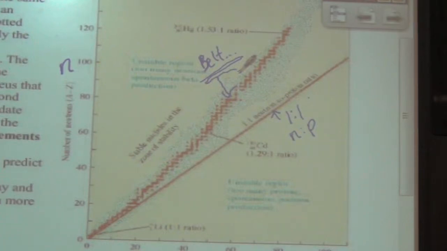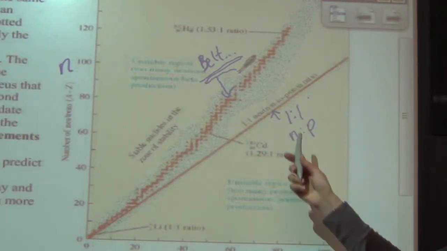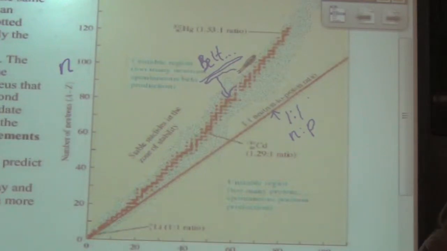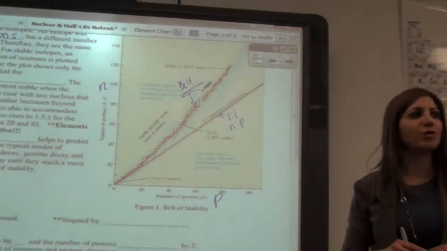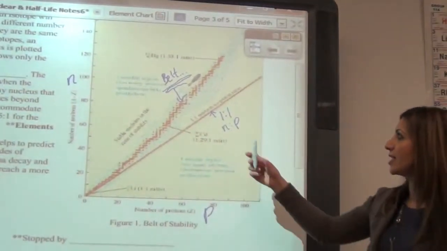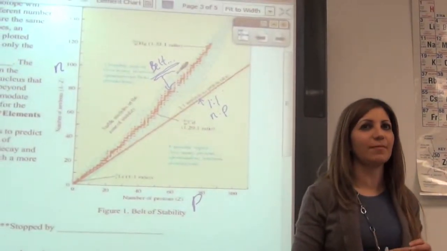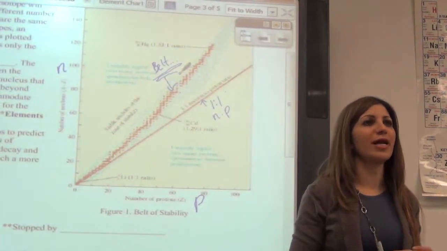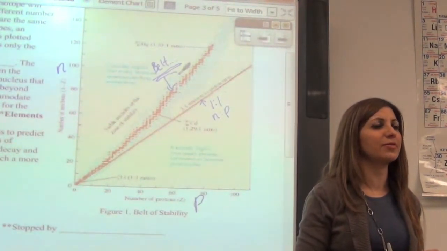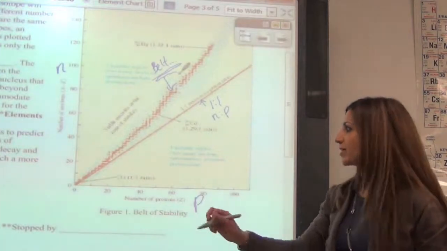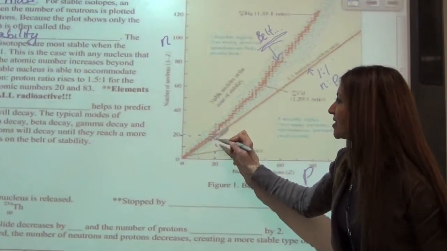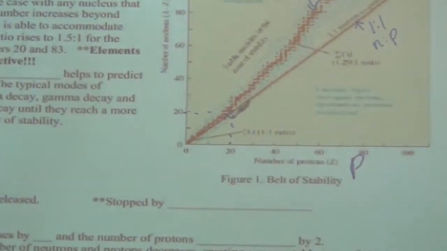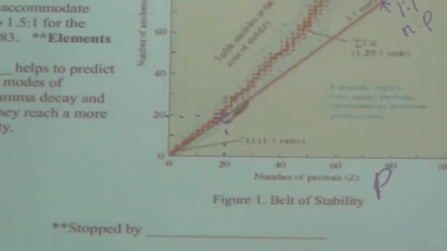Where, between what elements, what number of protons, does the linear 1 to 1 ratio match up with the belt of stability? Between what elements does this linear plot basically line up? What atomic numbers? 1 to 20. Perfect. Between 1 and 20 is basically where your belt of stability pretty much hits on that linear 1 to 1 ratio.